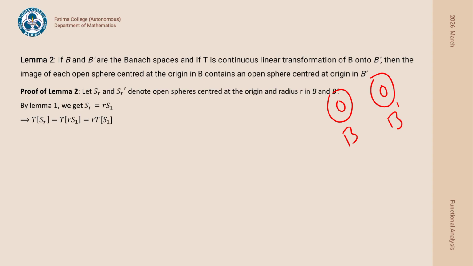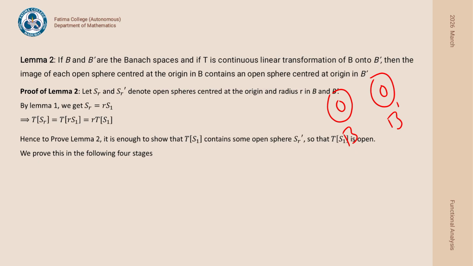So we are giving the notation SR and SR dash as open spheres centered at the origin and radius R in B and B dash. By lemma 1, we have SR is equal to R into S1. Therefore, T of SR is equal to T of R into S1. As T is linear, this can be written as R into T of S1. To prove lemma 2, it is enough to prove that T of S1 contains some open sphere SR dash, so that T of S1 is open.